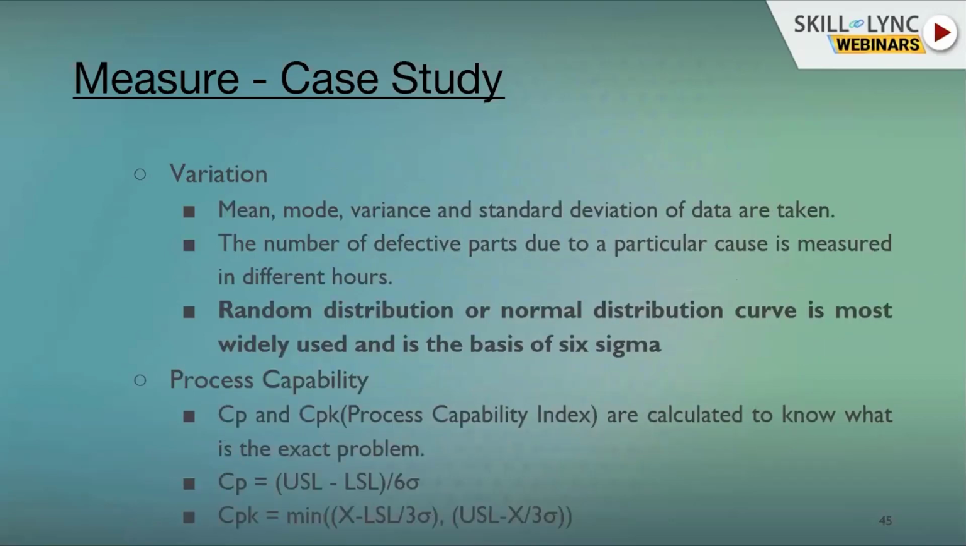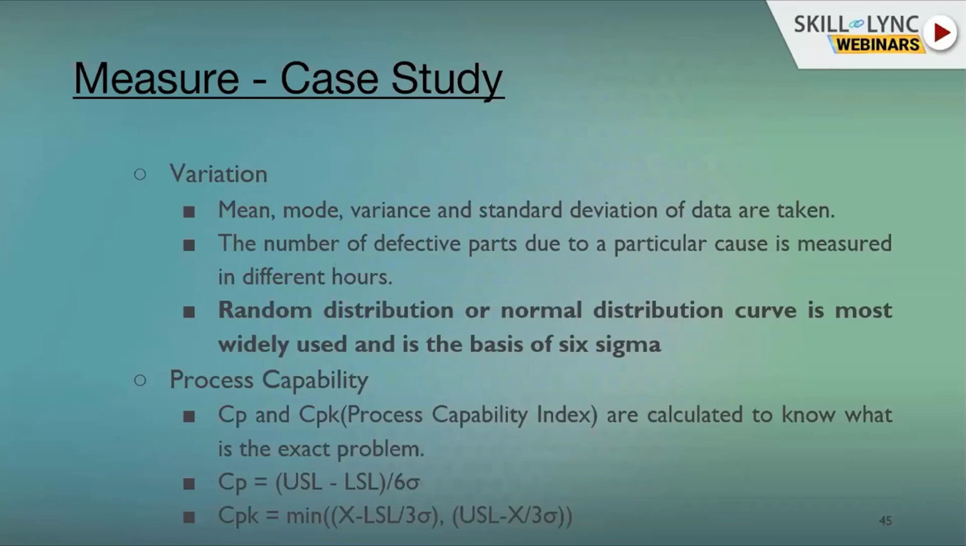So for random distribution, the normal distribution curve is the most widely used, so we use the same over here also. Now there is a very beautiful concept of process capability in Lean Six Sigma, which is CP and CPK. The formula is USL minus LSL divided by Six Sigma. USL is the upper specification limit and LSL is the lower specification limit in a control chart, and whatever value we get after dividing by Six Sigma is CP.